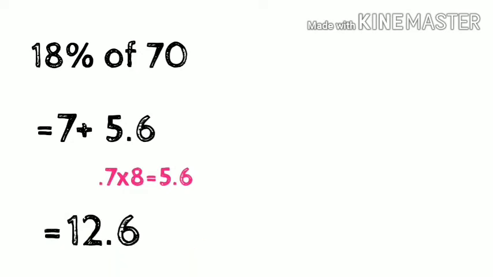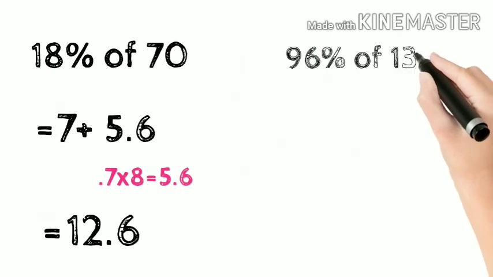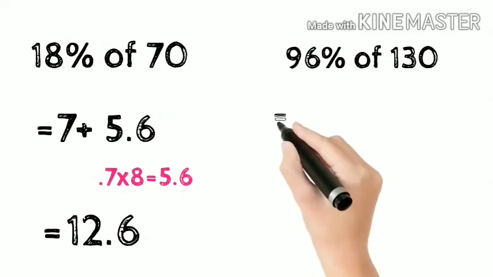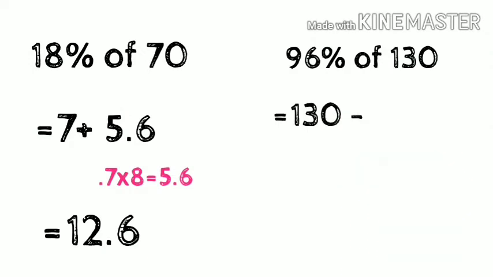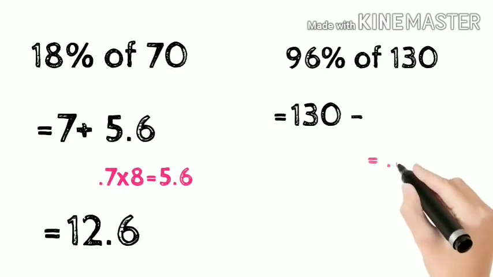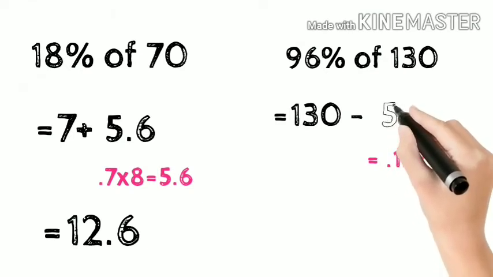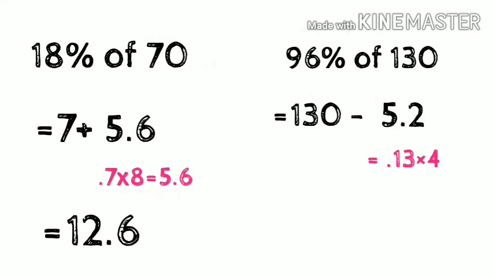Our next question is, what is 96% of 130? For easy calculation, we will break 96% as 100% minus 4%. 100% of 130 is 130 itself. And to get 4%, we should know what is 1%. 1% of 130 is 1.3. So to get 4%, we will multiply it with 4. So the answer will be 130 minus 5.2. After subtracting 5.2 from 130, we get the final answer as 124.8.